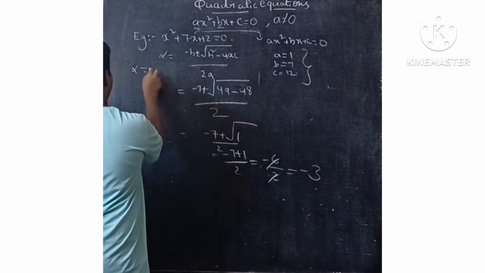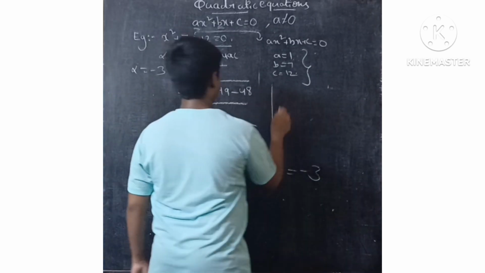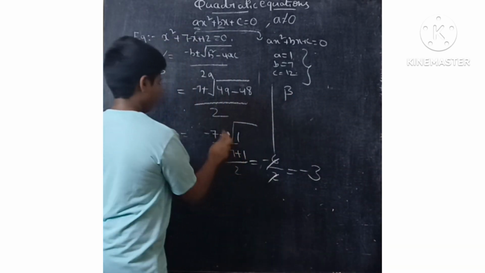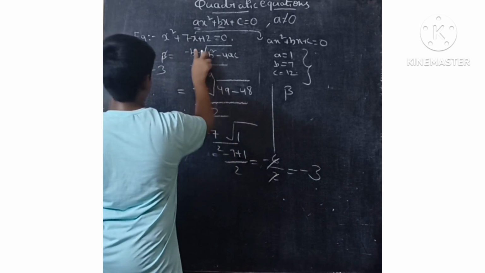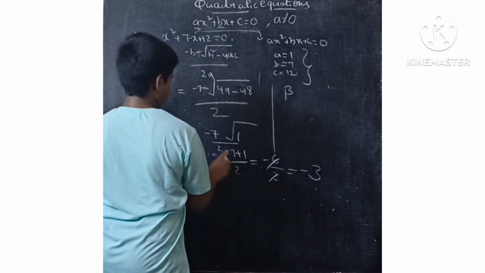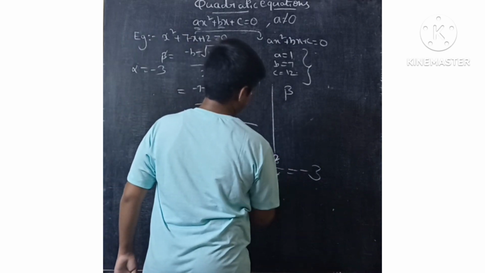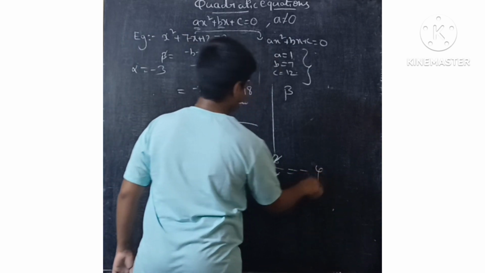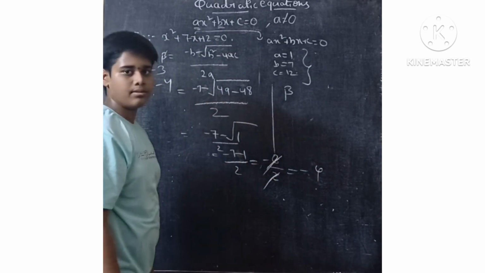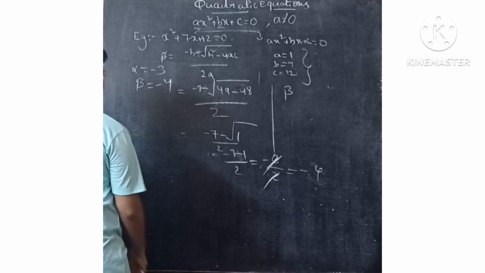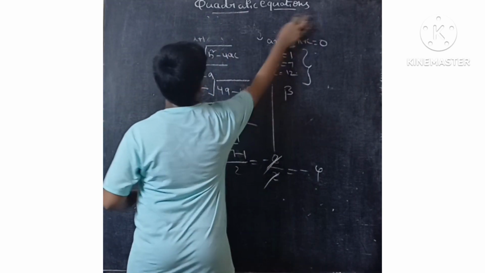And here alpha is equals to minus 3, and we have to find the beta. So beta is nothing but, by keeping here minus sign, beta is there, and this is minus 4, and here beta is minus 4. These two are the roots. Okay, so like this we have to find the quadratic equation roots or solutions.